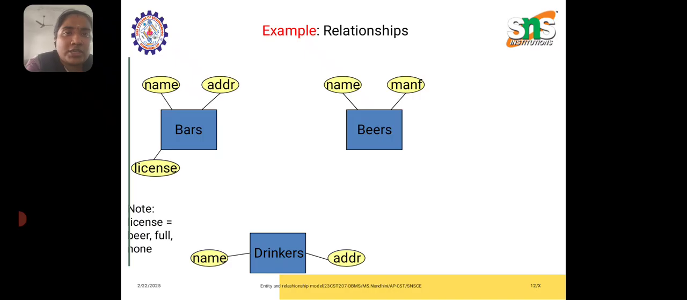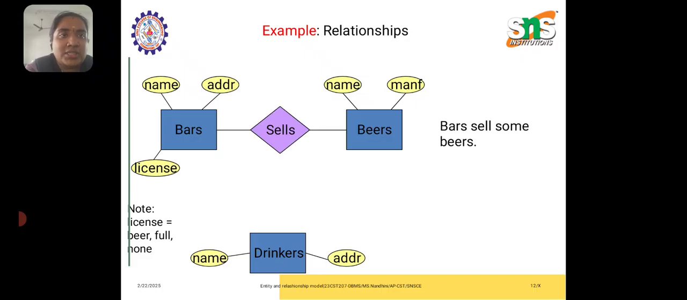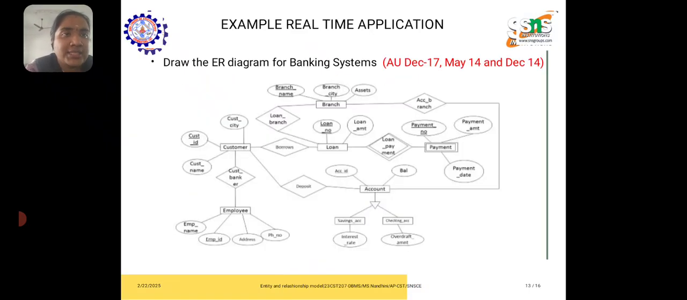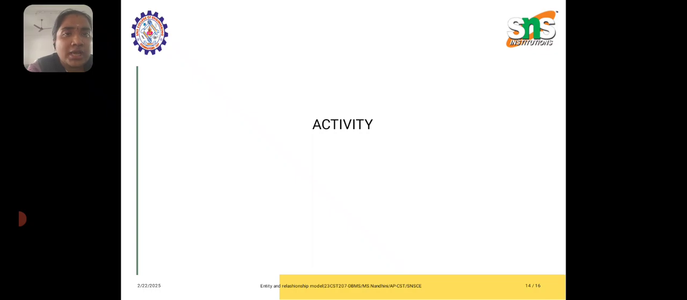Next one is an example of relationship. Bars consist of the name of the bar, the address, and whether they have a license or not. Next one, beers, they have the name and manufacturer. The drinkers are described with name and address. Next, bars sell some beers, drinkers like some beers. These are the examples that we used here.